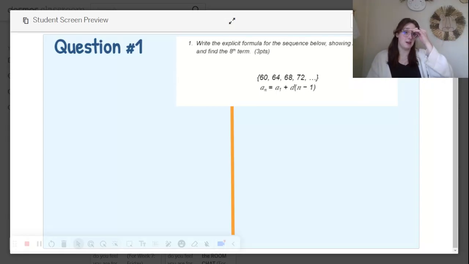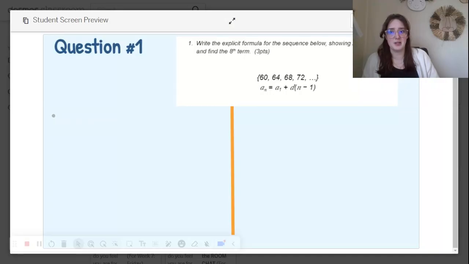It's been a while since we've covered explicit formulas and recursive and all that stuff. I will be giving you the formula, it'll look just like this for your exam, just different numbers. You don't have to memorize it. Remember, we write out that formula, but instead of a sub 1, we're going to put something there, and instead of d, we're going to put something there as well, n minus 1.